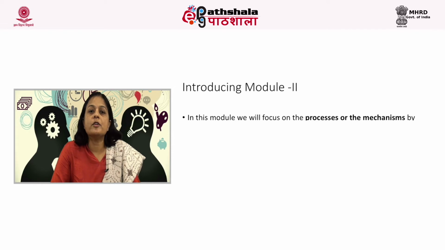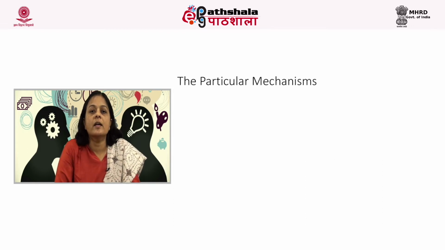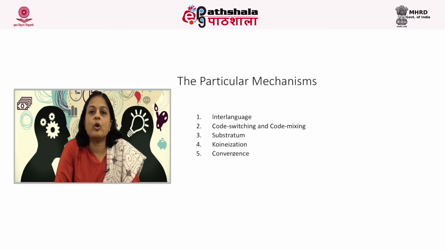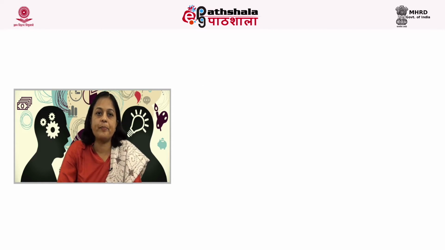In this module, we'll focus on the processes or the mechanisms by which linguistic features are transferred across language boundaries. We'll consider both processes which involve unidirectional transfer, for example, interlanguage, substratum, as well as mechanisms which involve bidirectional transfer, for example, convergence. The particular mechanisms which have been discussed by contact linguists include interlanguage, code switching and code mixing, substratum, Koineization, convergence, Pidginization and creolization, and grammaticalisation.